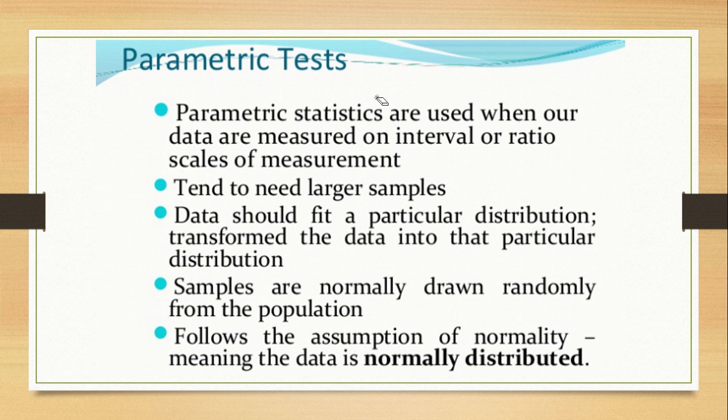Then we have what we call parametric tests. Parametric tests or parametric statistics are used when our data are measured on interval or ratio scale of measurement, and tend to need larger samples. Data should fit a particular distribution, or be transformed into that particular distribution. Samples are normally drawn randomly from the population and follow the assumption of normality, meaning the data is normally distributed.